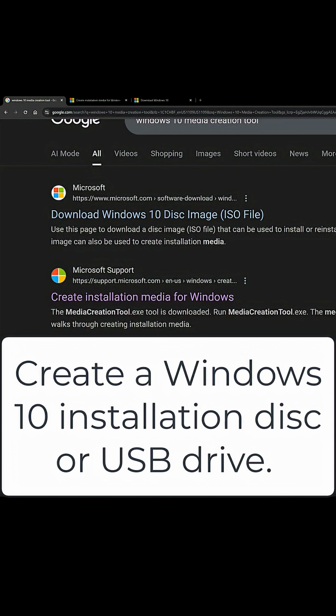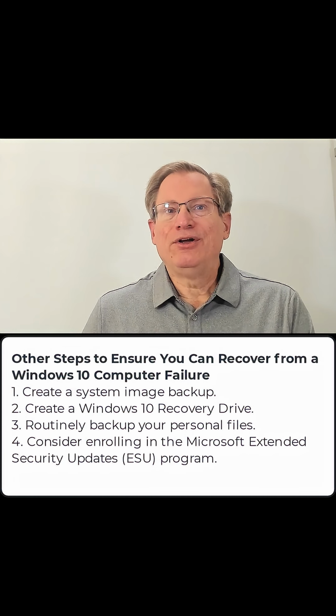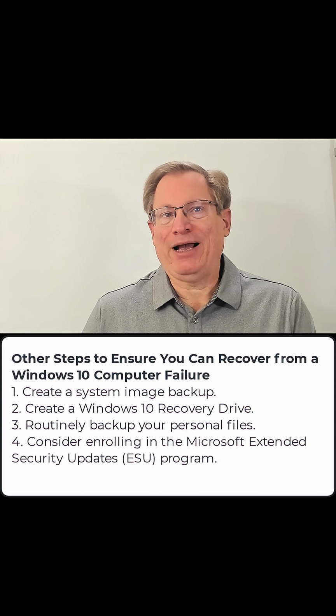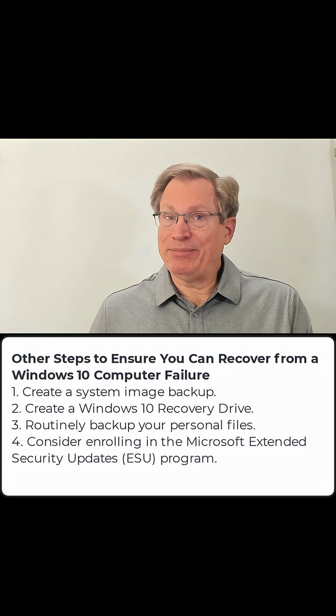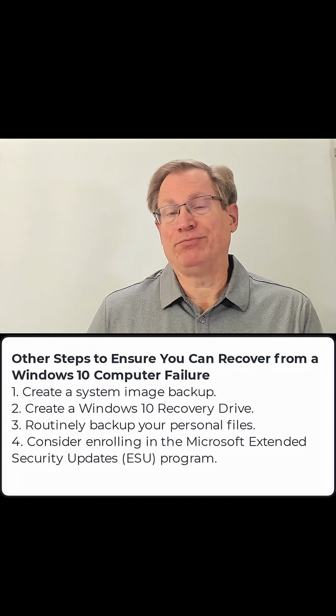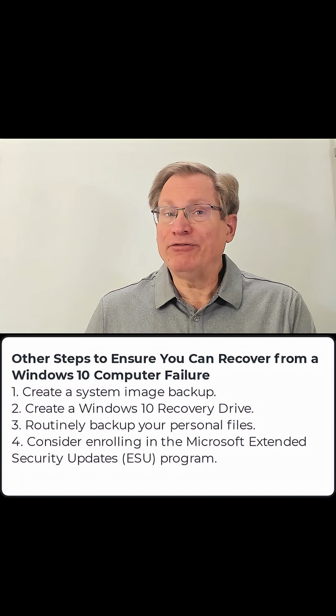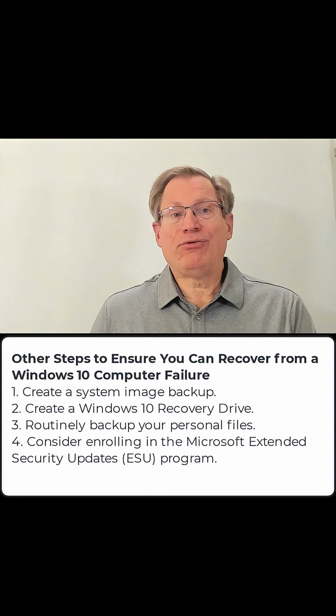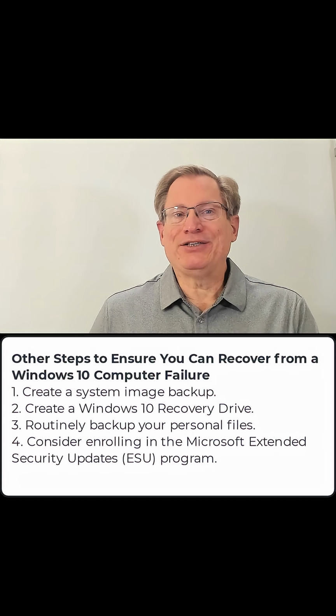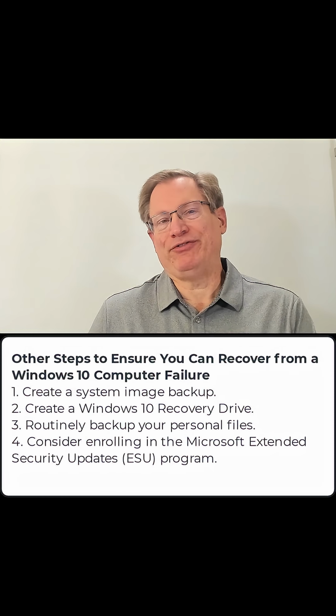Creating the Windows 10 installation media is a critical step, but there are a few other things you should do to ensure you can recover from a failure. First, create a system image backup. This recommended step is a full backup of your computer's boot drive. Second, create a Windows 10 recovery drive. Third, put a process in place that routinely backs up your personal files.